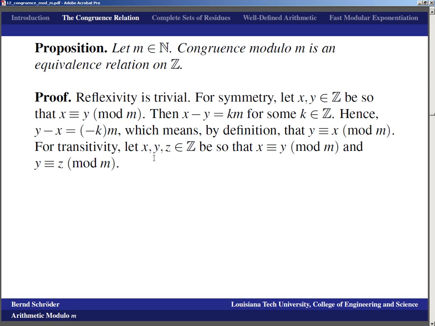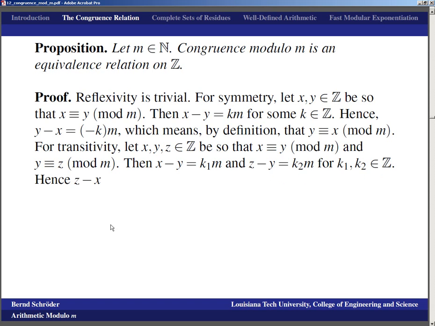And for transitivity, we would let x, y, and z be integers so that x is equivalent to y modulo m, and y is equivalent to z modulo m. Well, then x minus y is some number k1 times m. And z minus y is some number k2 times m for k1 and k2 in Z, and that of course means that now z minus x is just z minus y minus x minus y, right? The old story that there's only one trick in mathematics, and that's adding 0. Well, maybe there are two tricks. You could also multiply by 1. But here we add 0 in the form minus y minus negative y.